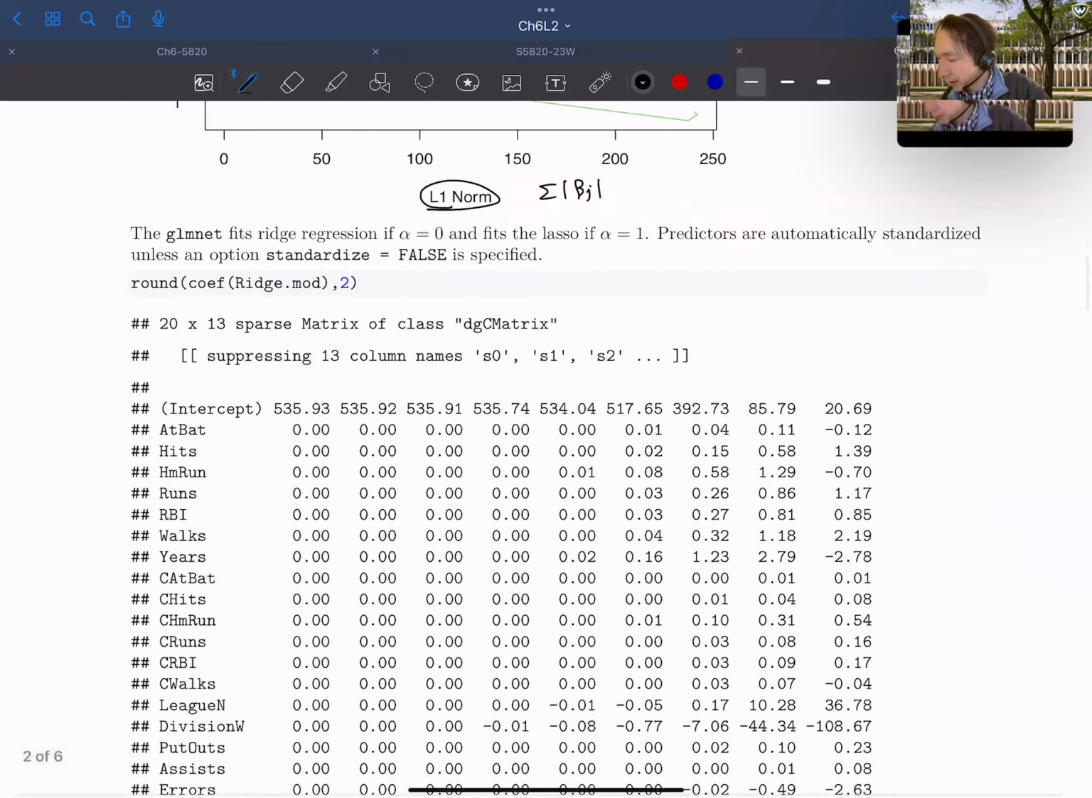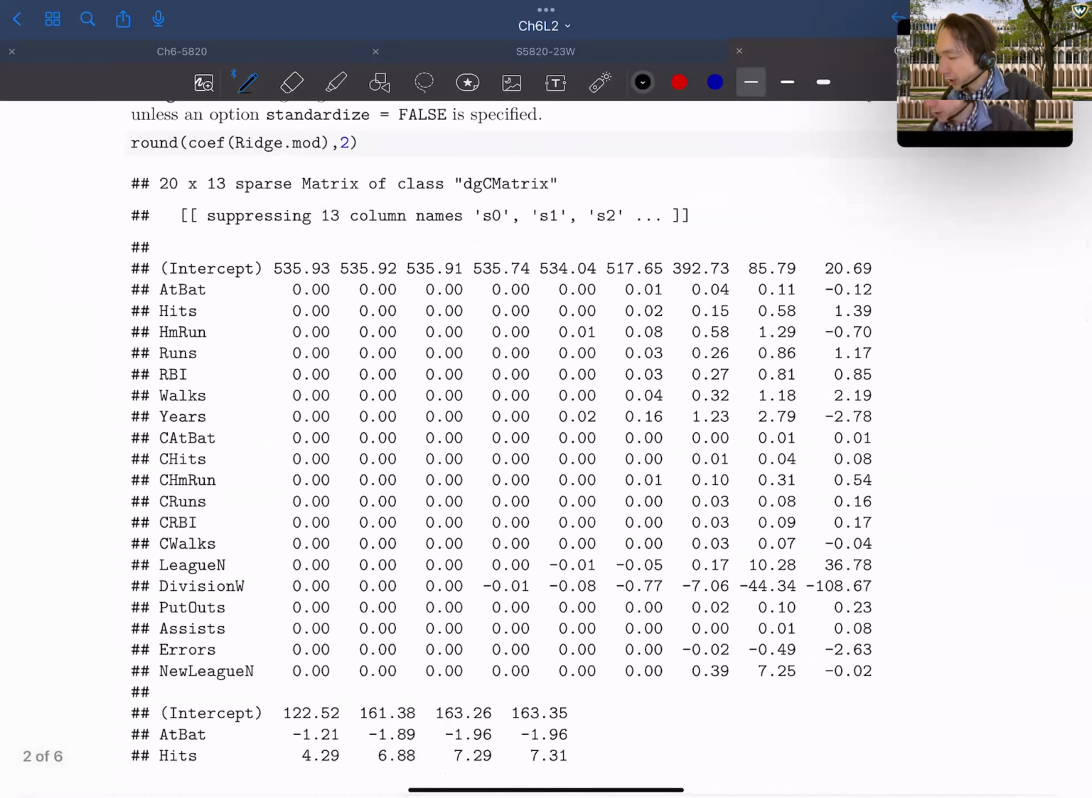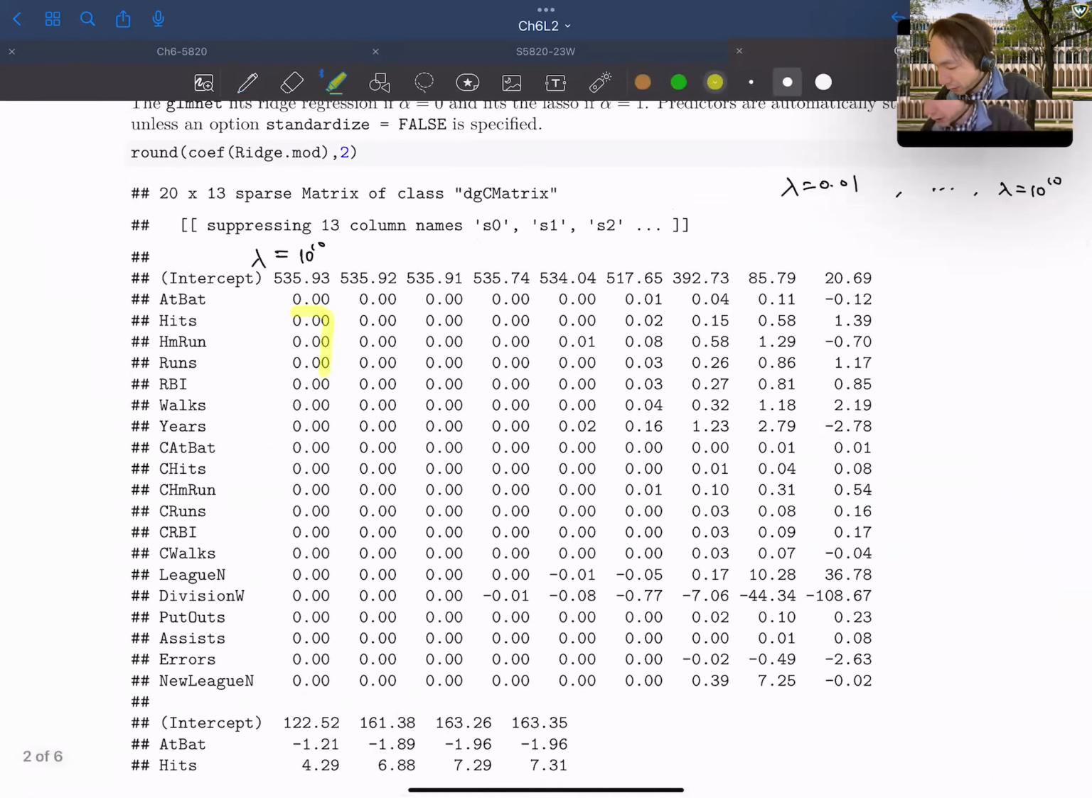Then we see these coefficients. We have tried lambda equal to 0.01, which has the largest coefficients, and lambda equal to 10 to the power 10, which should have very small coefficients. The first column corresponds to 10 to the power 10, where most coefficients are 0. The next one is 10 to the power 9, again almost 0. Maybe at 10 to the power 8, 7, 6, we finally have some non-zero coefficients. Then 10 to the power 5, 4, 3, 2.